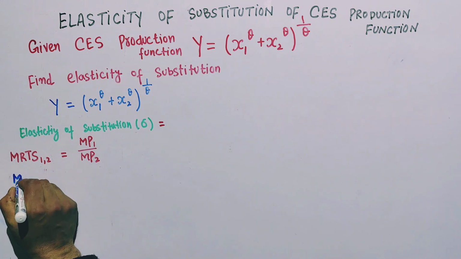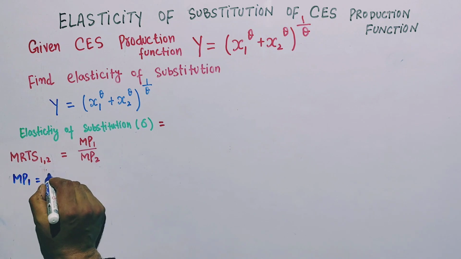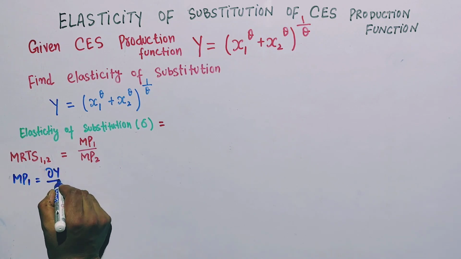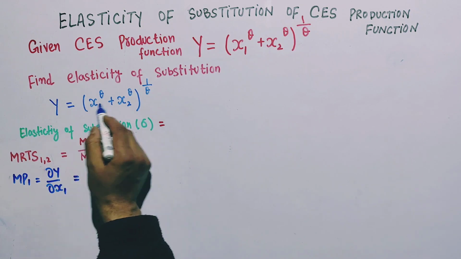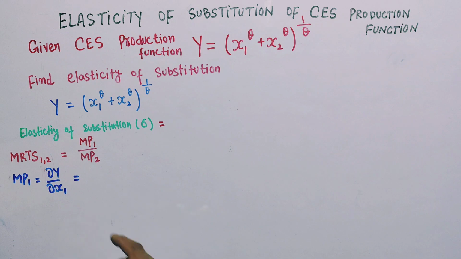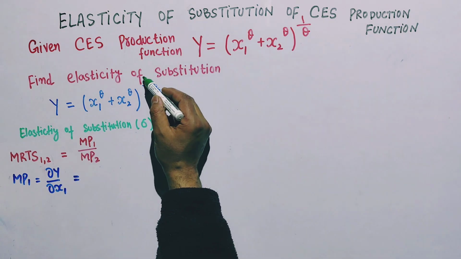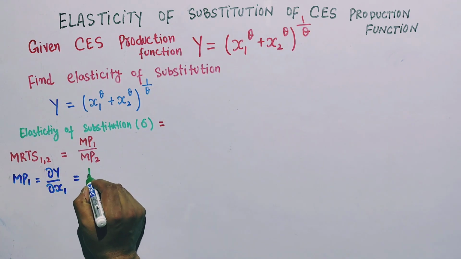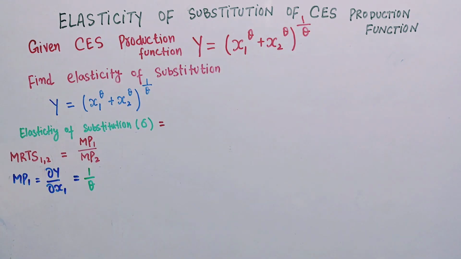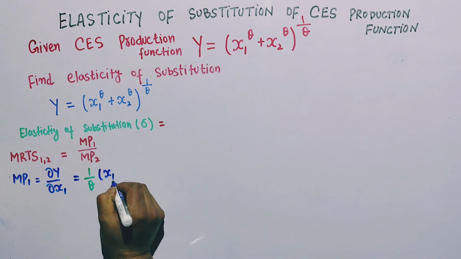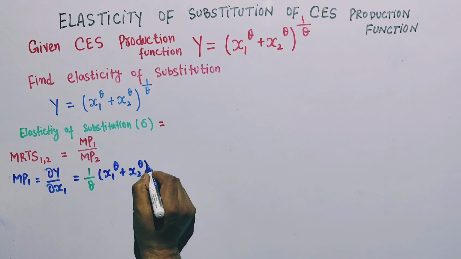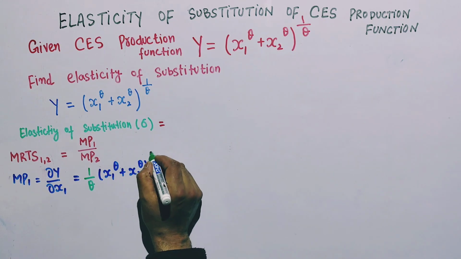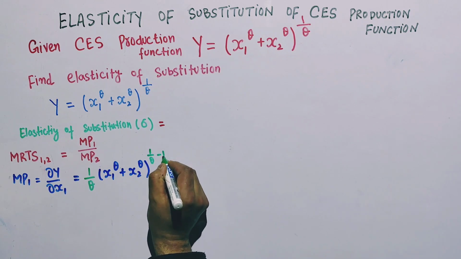So MP1 means the partial derivative of the given production function with respect to input 1, that is ∂/∂x1. Given this production function, we need to differentiate it partially with respect to x1. First we apply the power function rule. 1 upon θ will become the coefficient, so we have 1/θ, then x1^θ plus x2^θ, and the exponent is reduced by 1, so we have 1/θ minus 1.